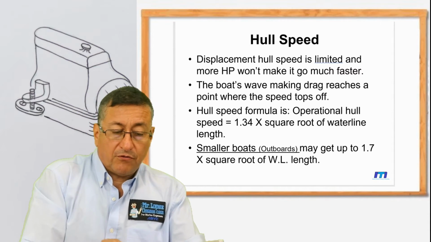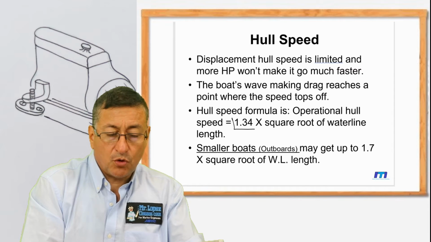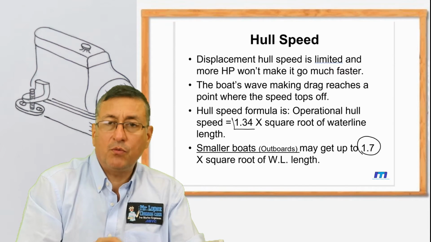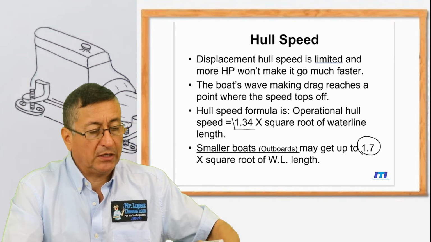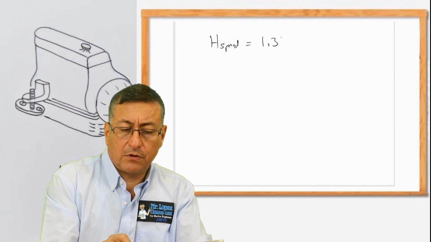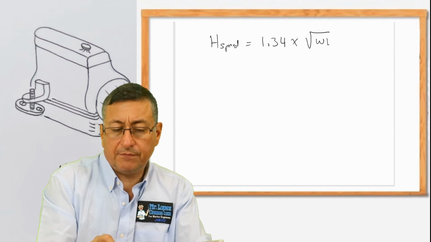Okay, displacement hull is limited according with the horsepower. For that reason, the formula that we are going to use is that the hull speed is equal to 1.34 times the square root of the water line. For a small boat, instead of 1.3, we are going to use 1.7. That's what I explained before. Once again, the hull speed is equal to 1.34 times the square root of the water line.